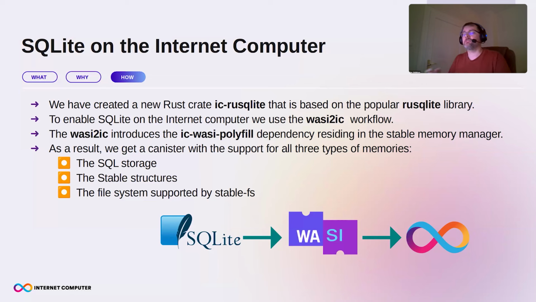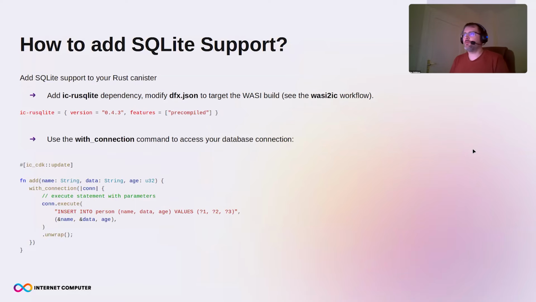So it organizes a file system inside the canister, and you can use it as if it was on your local drive. Now, how do you add support to SQLite? It's very simple. You just add a dependency in your TOML file. So you say IC SQLite, and then there's one more thing you have to do. You have to update your dfx.json to actually use the WASI2IC workflow. And when that's ready, there's a special command called with connection, and then you can use it to actually access your database.